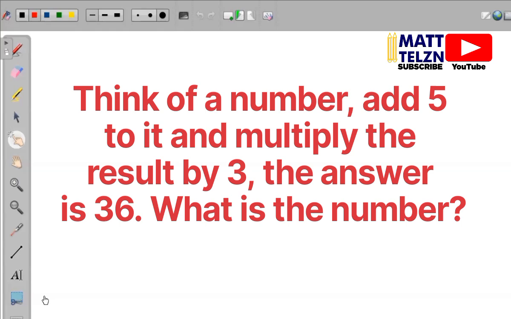Alright, now this is a word problem on mathematics that will require you to think critically. The question is think of a number, so you can think of any number. Okay, now before we begin to solve this question, we have to understand the question. The question asks us to think of a number.